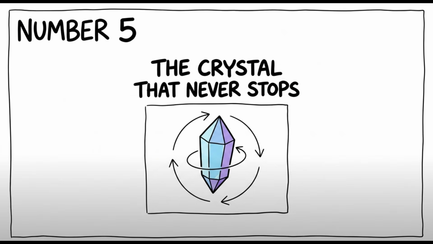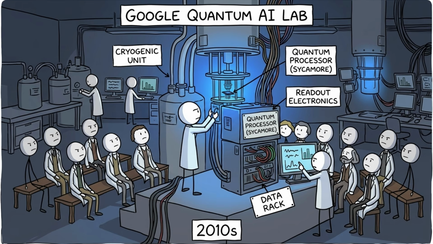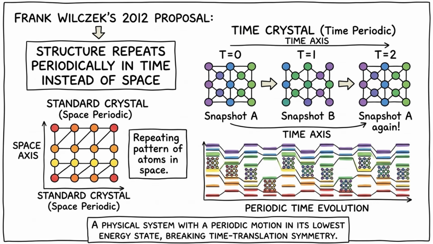Number 5, the crystal that never stops. In the mid-2010s, physicists at Google and several university labs weren't chasing anything exotic. They were testing whether Frank Wilczek's 2012 theoretical proposal, a structure that repeats periodically in time instead of space, could survive contact with the laws of thermodynamics.